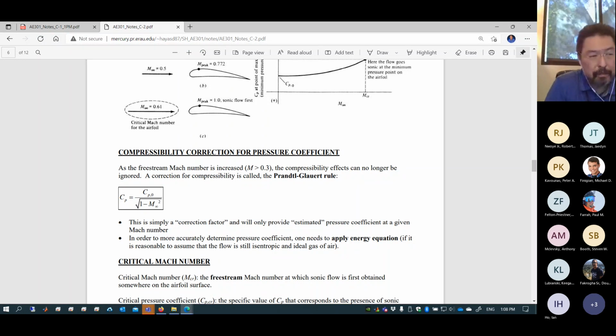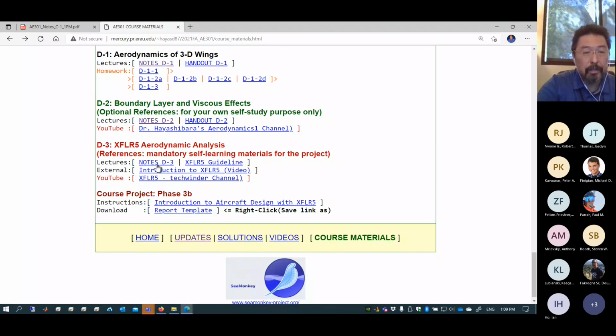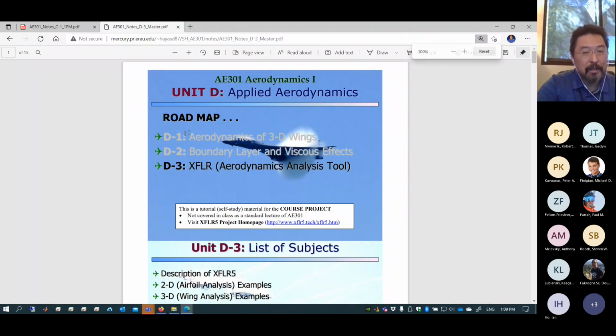So xFlyer 5 is the panel method, a compressibility correction based on Prandtl-Glauert, and also a boundary layer model. That's the way you need to understand it. Hopefully you can get those things by going through the D3 notes. Okay, so this is xFlyer 5, just an introduction to it.